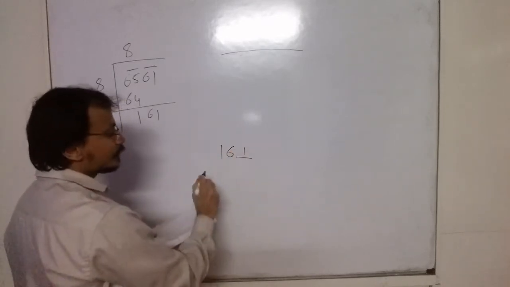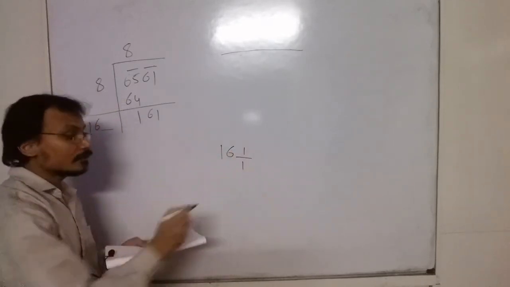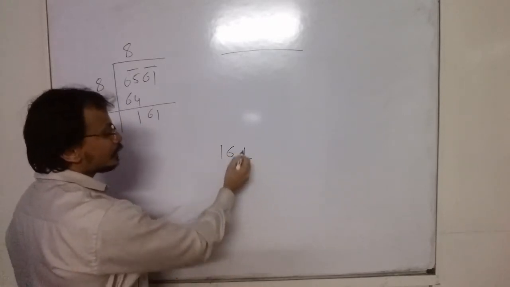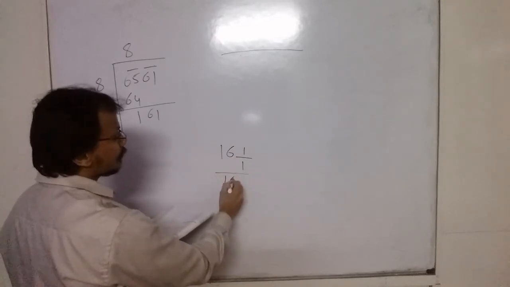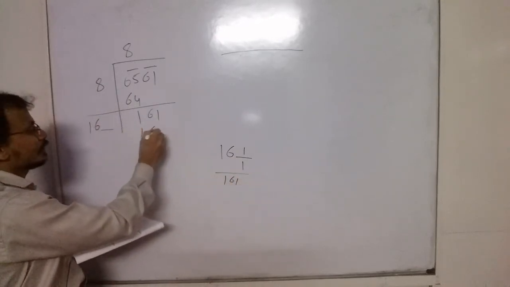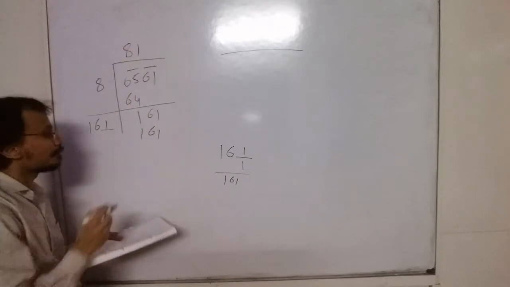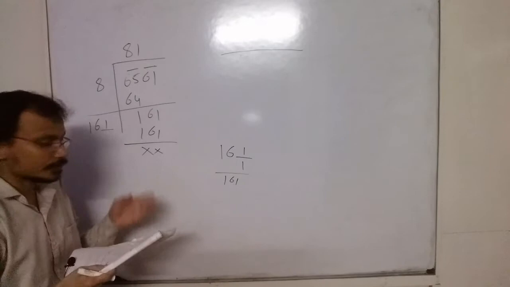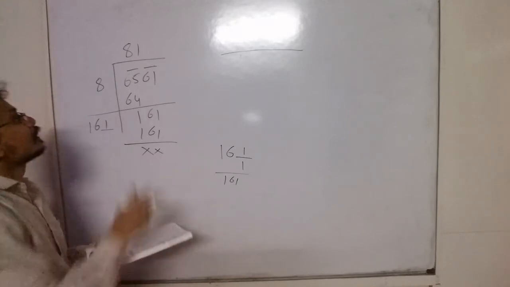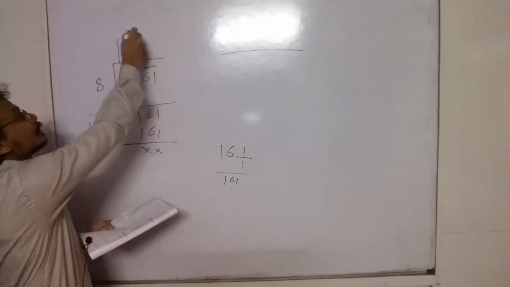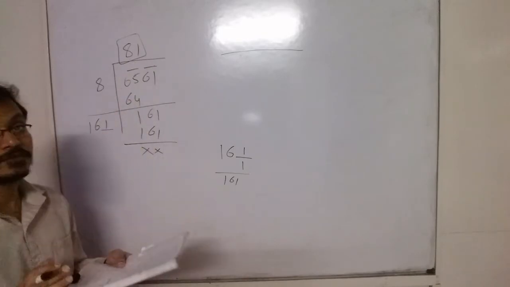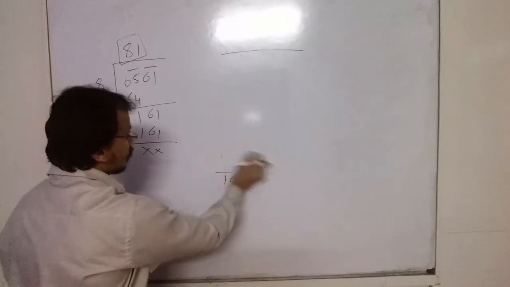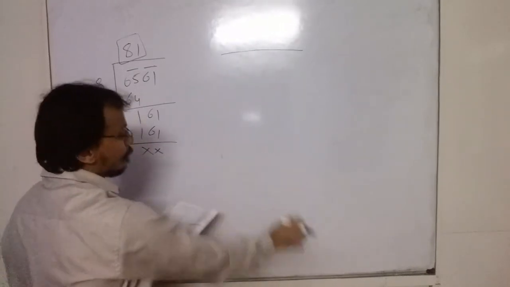So I will try 161 into, again I will write only 1, not 161, I will be writing only 1. So 161 into 1 is going to be 161. Okay, and 161 minus 161 is going to give me 0. So this particular number is the square root of 6561. This is an easy method, just you have to focus on the basics.